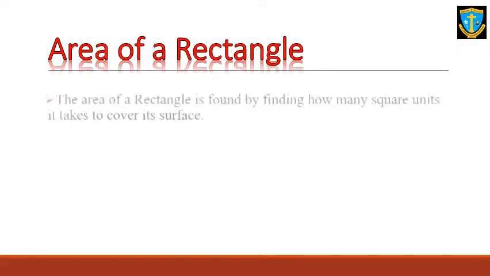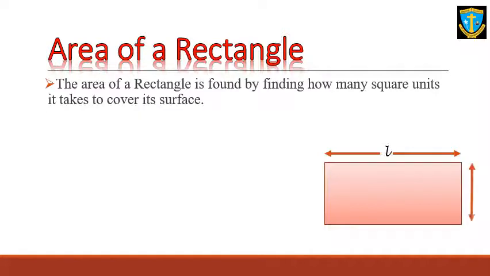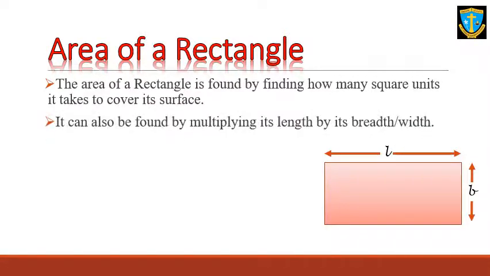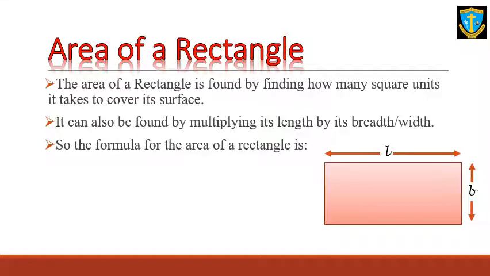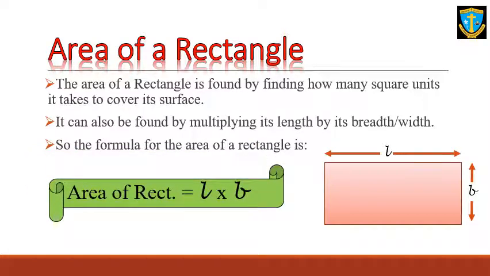Area of a rectangle. The area of a rectangle is found by finding how many square units it takes to cover its surface. A rectangle has a length and a breadth. It can be found by multiplying its length by its breadth, or the breadth can also be called the width. So the formula for area of a rectangle is length multiplied by breadth, simply.